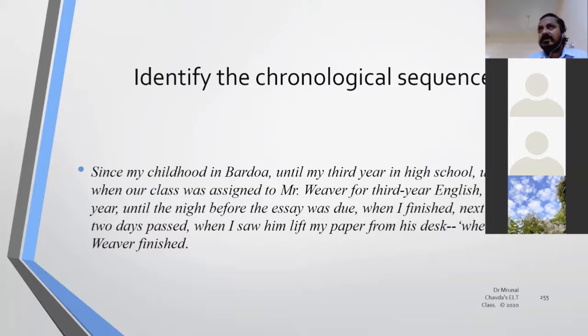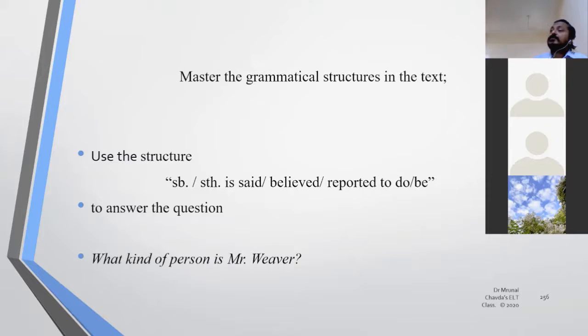So you can say Mr. Weaver is said to have lived in Baroda. What else can be said about Mr. Weaver from the paragraph you have? The second sentence could be Mr. Weaver is said to have taught 3rd-year students. So you can give the students some examples, and then students will be able to follow the grammatical structure that you are giving them.